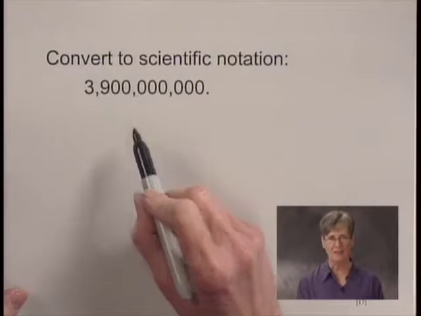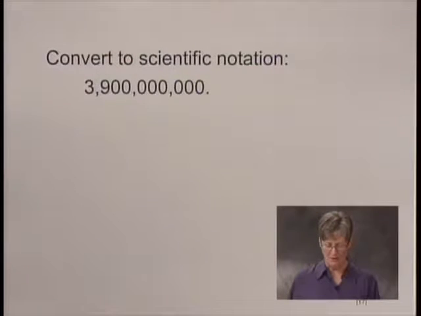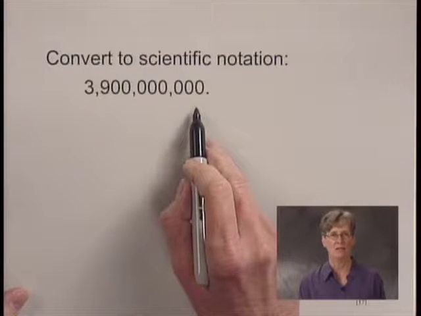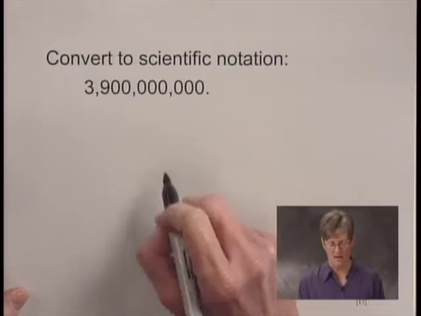In this exercise, we'll convert a number to scientific notation. And the number that we're converting is 3,900,000,000. Now, to convert to scientific notation, we want to write this number as a number between 1 and 10 times 10 raised to some power.